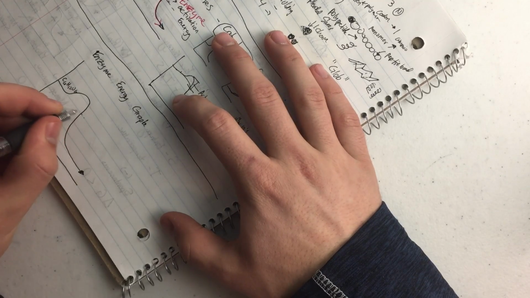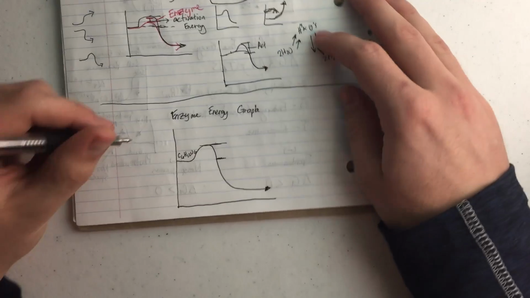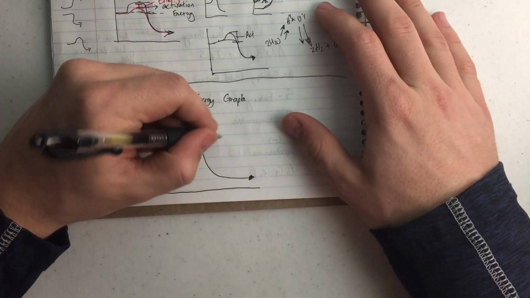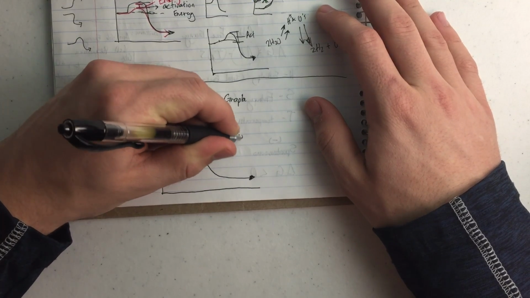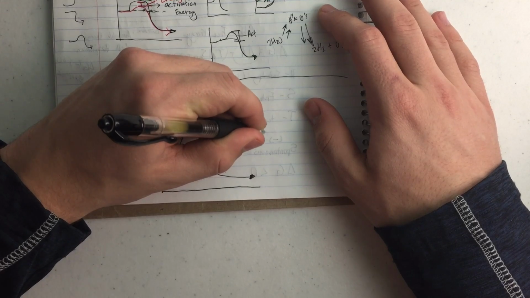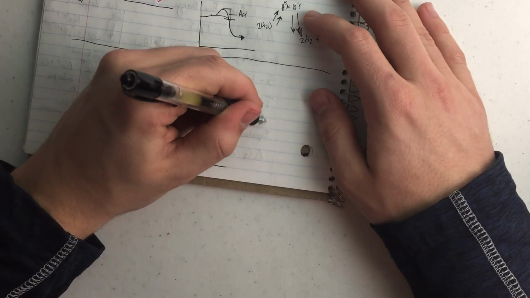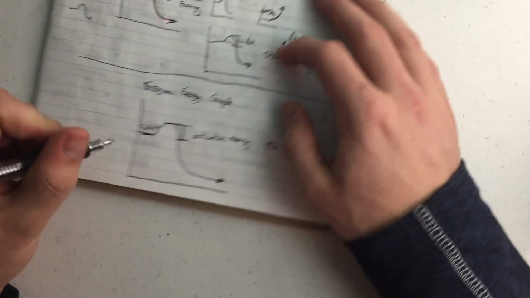Okay, so first I want to label some things. This distance right here, the top. So from my start to the highest point is my activation energy. So this is energy that's going to be put in, energy that's put in and then spent. So if we went up and down, it'd technically be a net zero.